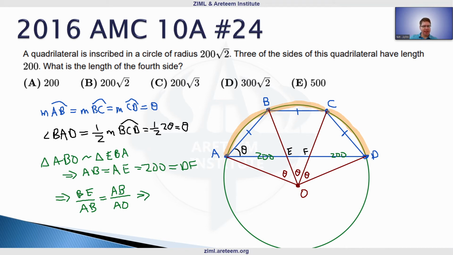Now, if we look at this, this tells us that BE is equal to AB squared. So AB was 200. So this is 200 squared divided by, well, then what was our radius AO? This is 200 root 2. So after simplifying, this is 200 divided by square root of 2. Or if you simplify that, multiplying top and bottom by root 2, we have 100 root 2 as well.